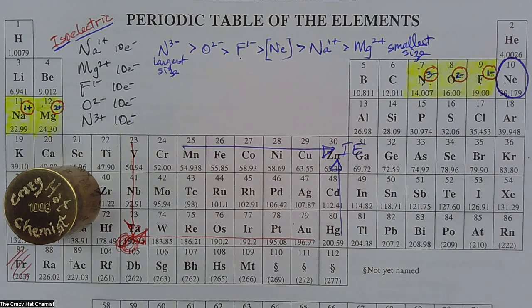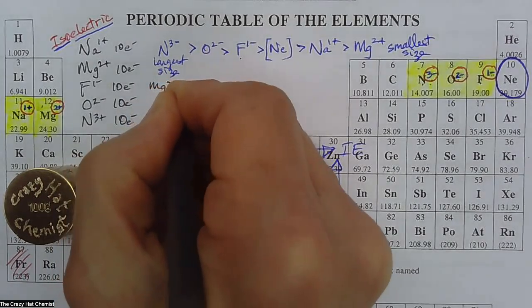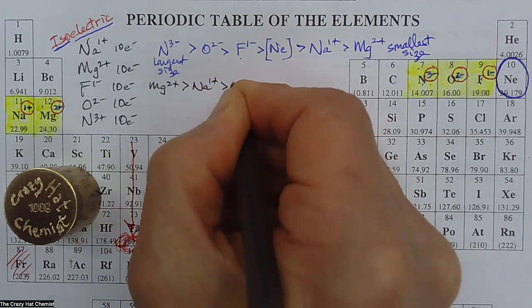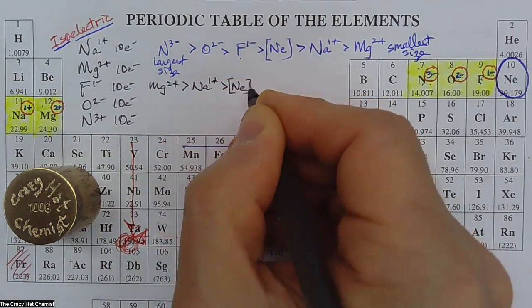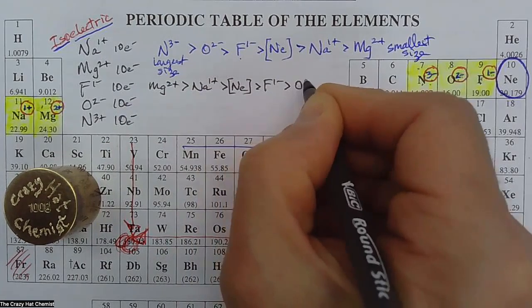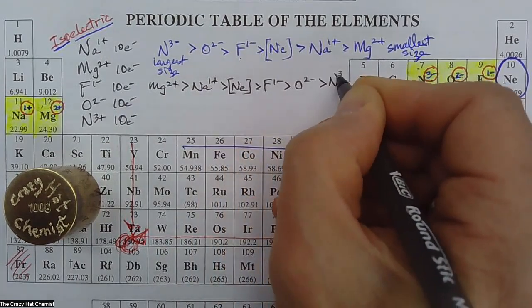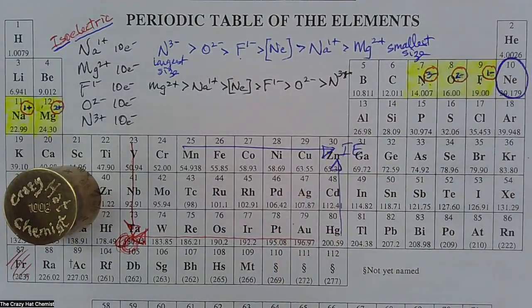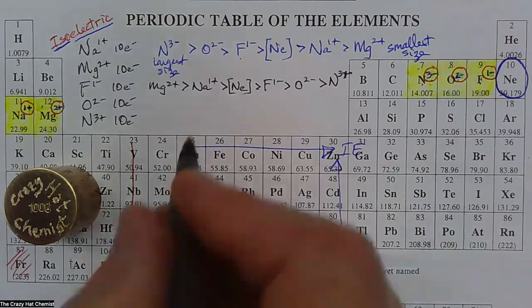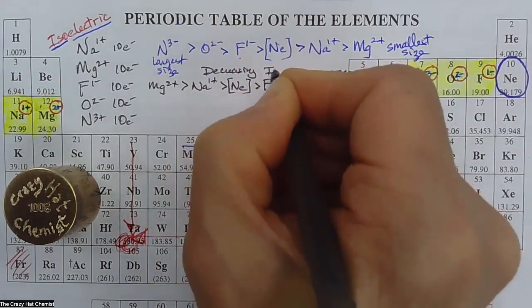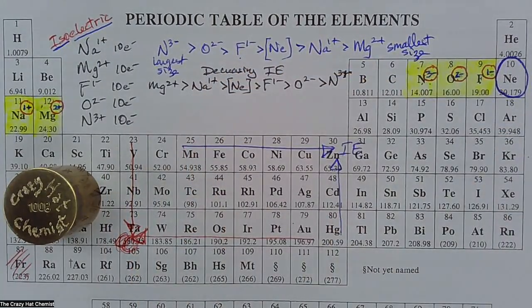So the largest in ionization energy would be magnesium ion, then sodium ion, and I'm going to write neon just as the direct comparison to them all here. And then we have fluoride ion, oxide ion, and nitride ion. And this is an order of decreasing ionization energy, okay? And it is a direct opposite that of size, all right?